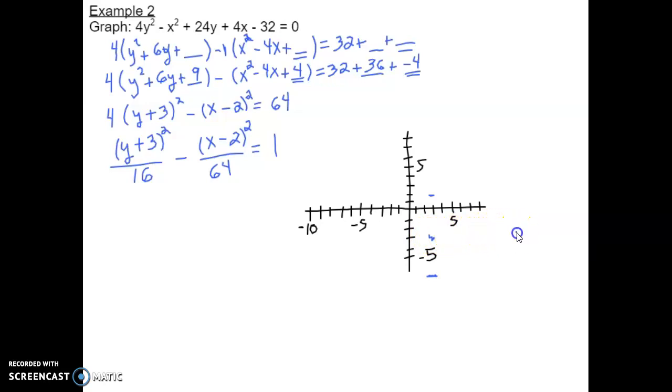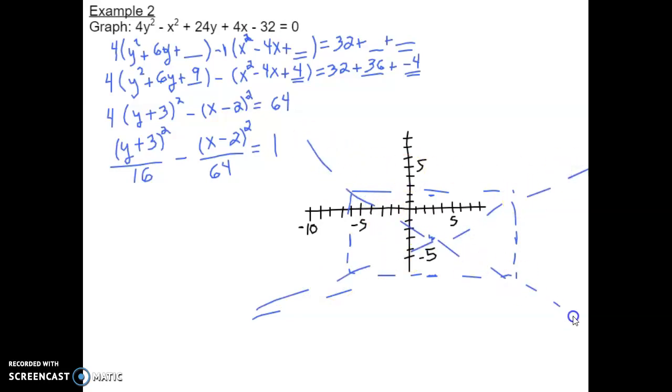So about here. And then 8 units would put me over here, about 6. All right, so I went 8 left and right. I'm going to make my rectangle and then my asymptotes, and then sketch in my graph for this hyperbola. So asymptotes are going to go, oh, that's bad, about here. The diagonals, that one's obviously not great, but my hyperbola is going to open up and down.